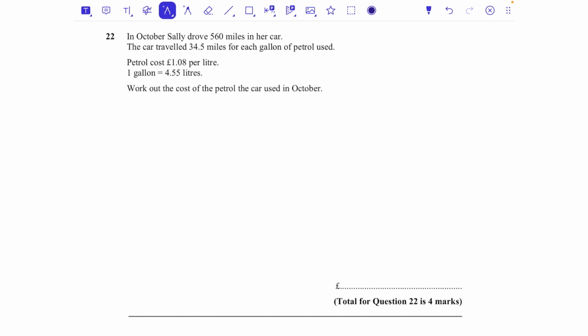So she drove 560 miles and the car travelled 34.5 miles for each gallon of petrol used. So let's take the 560 miles that she travelled and divide that by 34.5 so that we can find out how many gallons of petrol she used. 560 divided by 34.5 gives me an answer of 16.231880, and I don't want to round that, I'm just going to keep that in my calculator for the minute. Now petrol is £1.08 per litre, and we know that every gallon is 4.55 litres.